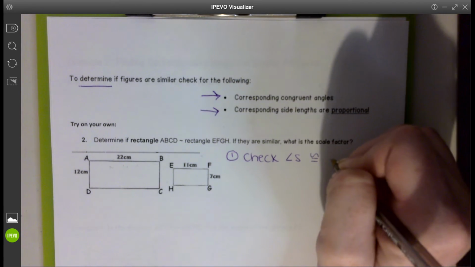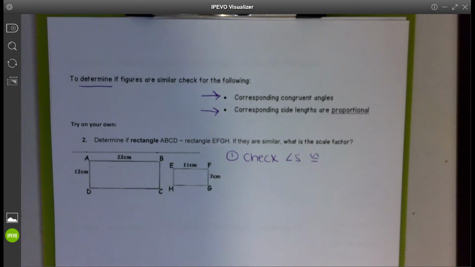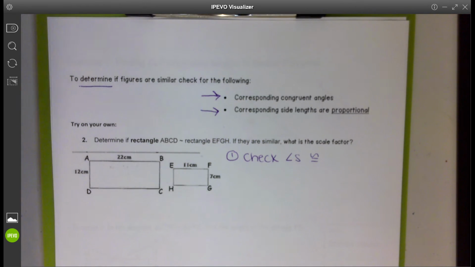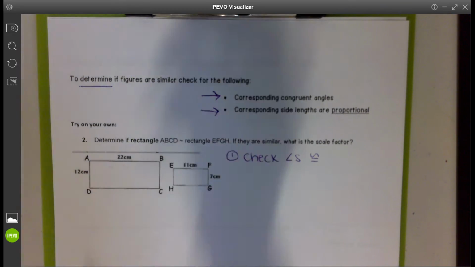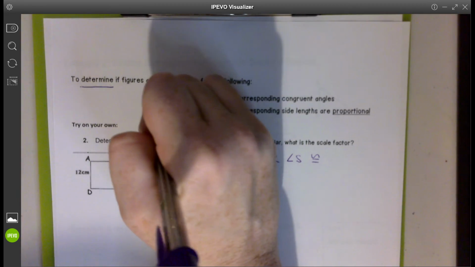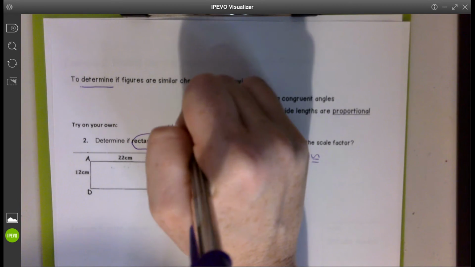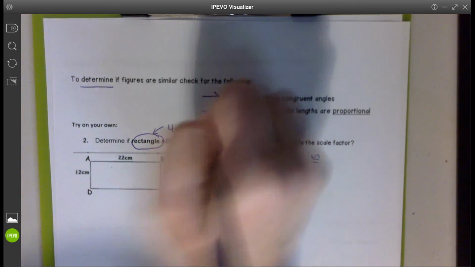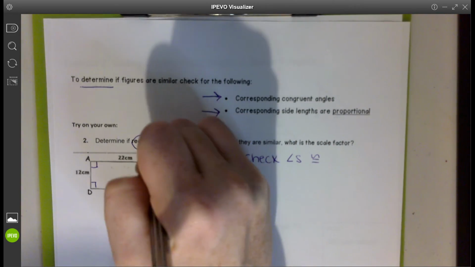We're going to check if they're congruent. All right, so there's no angles labeled in this diagram. They want us to know that, remembering a rectangle has right angles. So a rectangle, by definition, has 4 right angles. So I can put those right angles on my diagram.